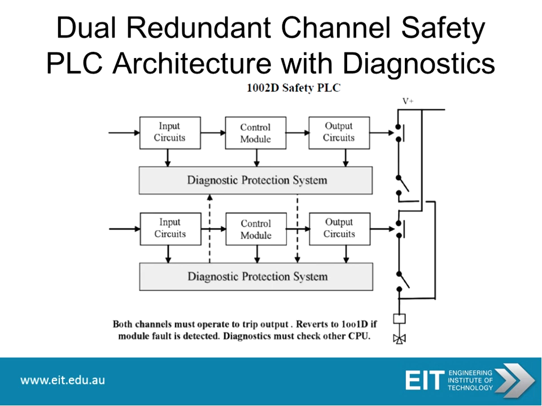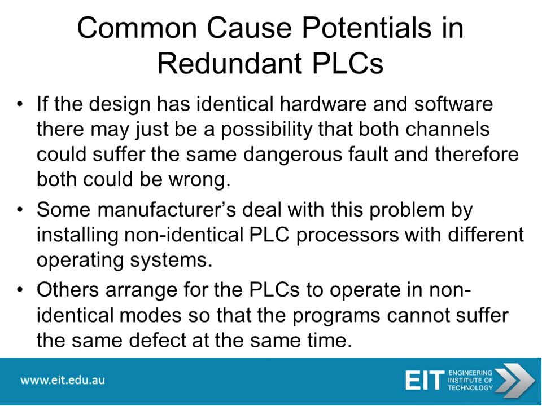So there's an example of a dual redundant safety channel PLC architecture with diagnostics. There's our input circuits, the diagnostic system, the protection system, and again you can see the 4 switches. Both channels must operate to trip the output. So it reverts to 1oo1D if a module fault is detected, and diagnostics must check the other CPU.